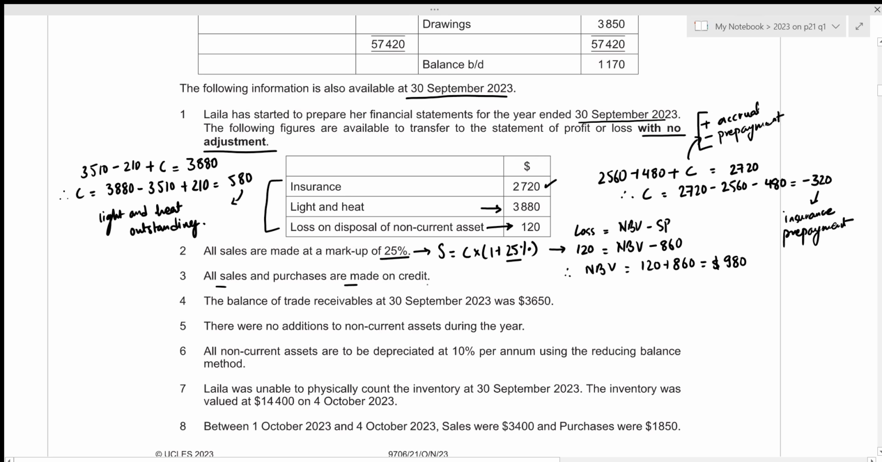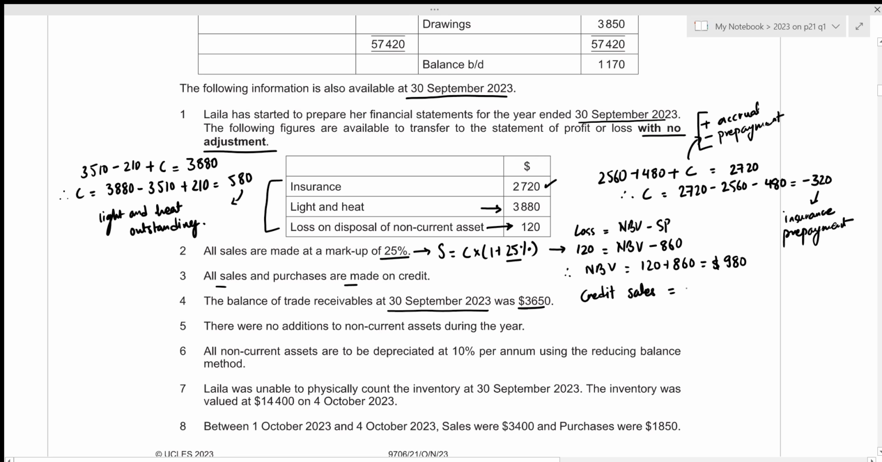Okay, so whenever we have the sales and purchases on credit, we need to figure out the credit sales or credit purchases, starting with the amount that we have received for the sales or the amount that we have paid for the credit purchases. Then we need to subtract the opening trade receivables and the opening trade payables and add back the closing trade receivables and closing trade payables. Then the balance of trade receivables at 30 September 2023 was given to be 3,650. So this means that we can easily figure out the value of credit sales.